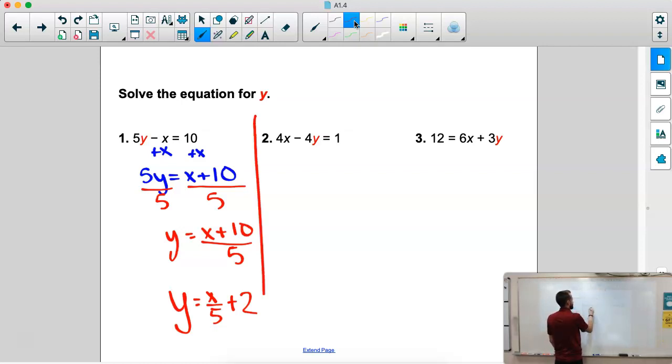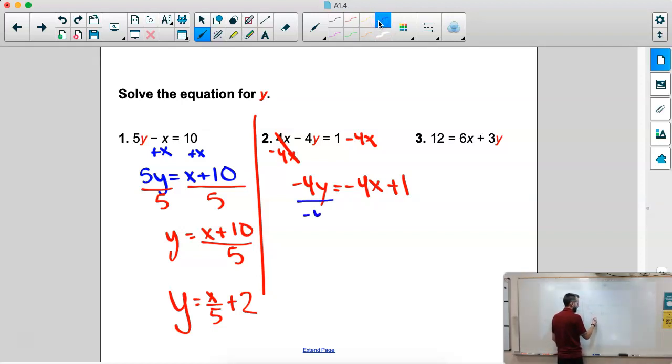I'm going to do something different, okay? Just for the sake of this one, it looks a little different. So if I subtract 4x from both sides, negative 4y equals, and again, I want to make sure you're seeing that I'm writing it this way with the x in front to keep track of something later. And then I divide by negative 4, everything by negative 4.